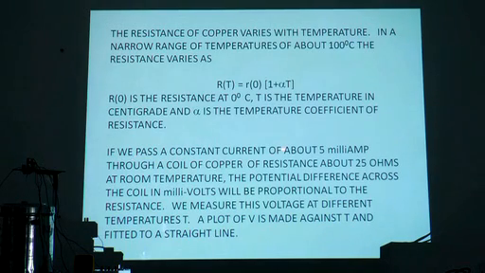If we pass a constant current of about 5 milliamp through a coil of copper of resistance about 25 ohms at room temperature, the potential difference across the coil in millivolts will be proportional to the resistance. We measure this voltage at different temperatures T. A plot of the voltage is made against temperature and fitted to a straight line.